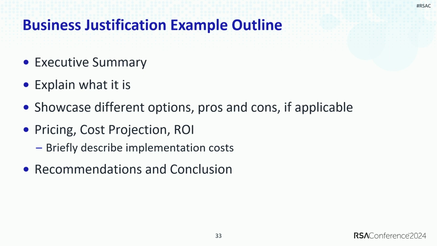So for us, what a business justification looked like has been an executive summary with explanation of what the business objective is. We showcase the different options, pros and cons if applicable, just to show that we've done our due diligence when it comes to picking a tool. And then we mention the pricing, cost projection, and the return on investment, and briefly describe these implementation costs. So how much of this is actually overhead versus a maintenance cost, for example. And then add your recommendations and conclusion at the end.